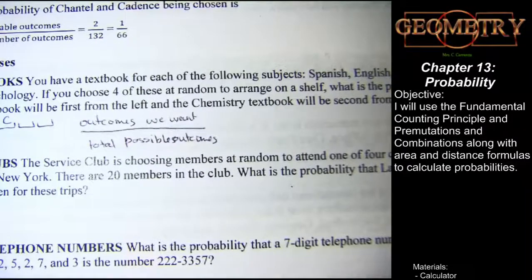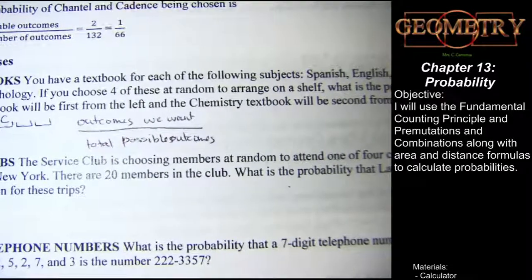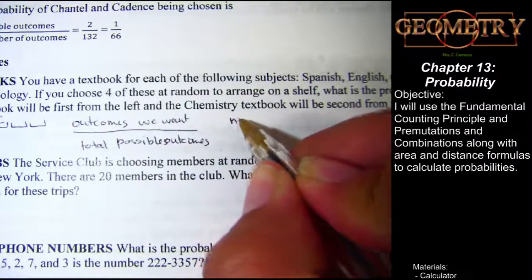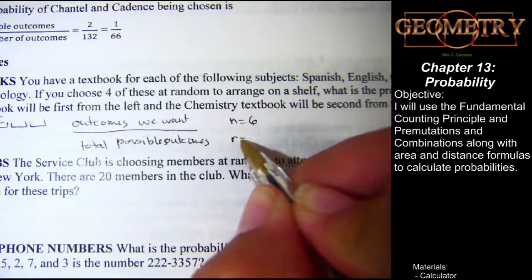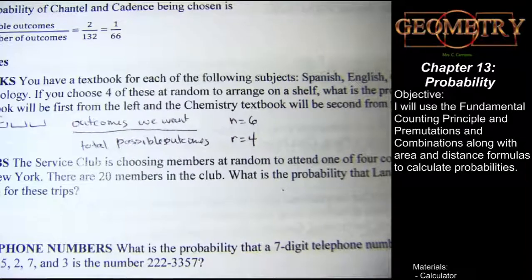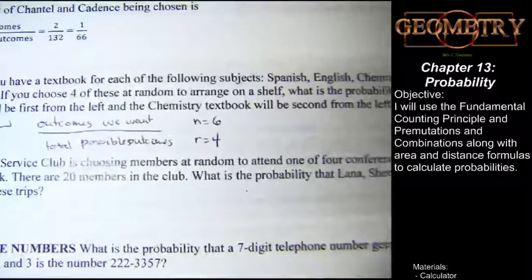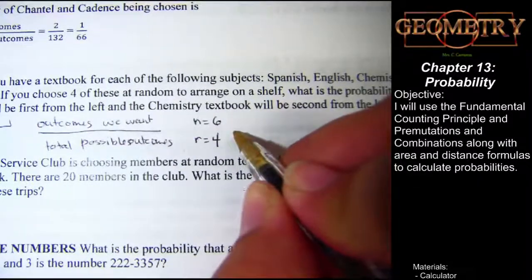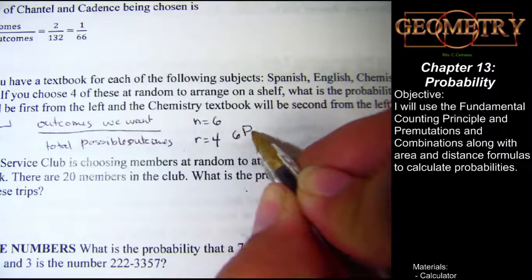Let's look at the total possible outcomes first. We have 6 different textbooks from which we can choose 4. And since order matters, this is a permutation. So this is 6 permute 4.